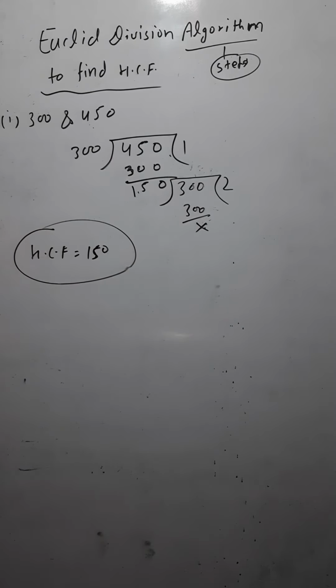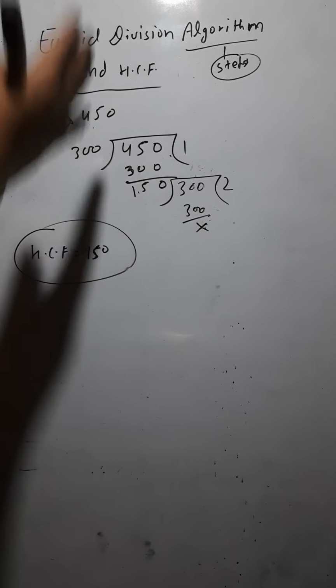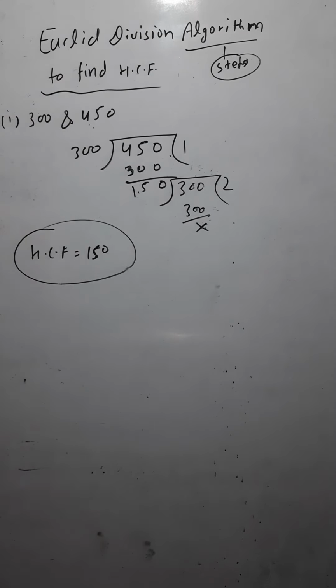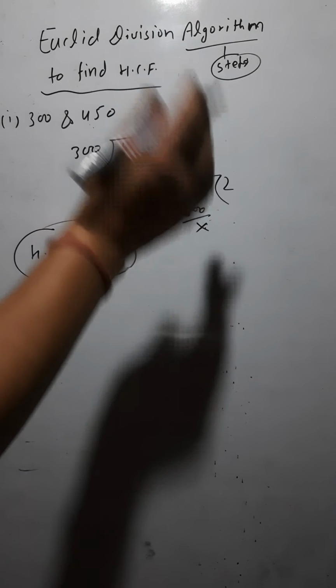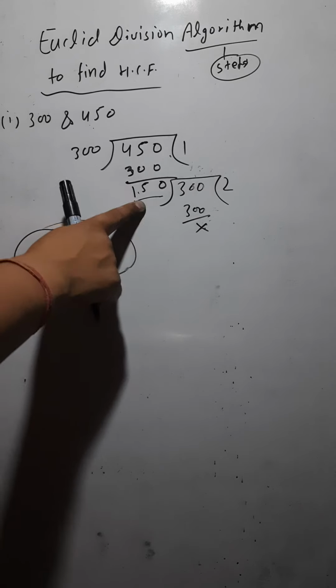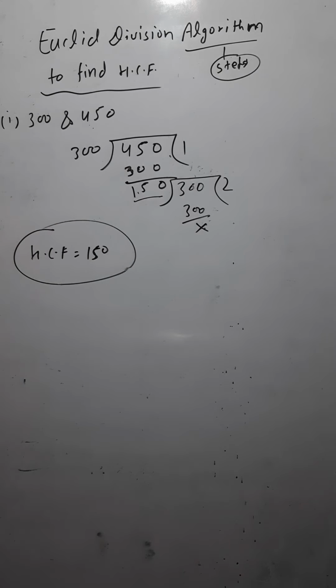If you were doing the prime factorization of these two, it would be some bigger work. That is why this is an easier method, and we use it for the greater and bigger numbers. So the HCF is which number here? It is the divisor which divides completely. That divisor would be the HCF here. Are you getting this? Okay, note it down.